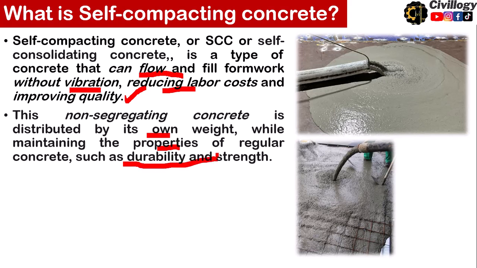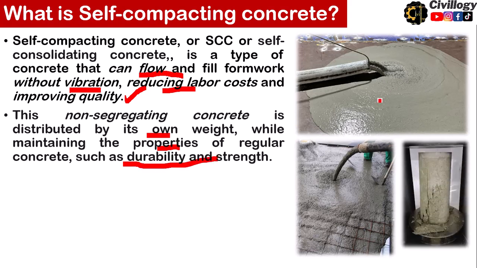strength. As you can see here in this picture, this is a type of concrete which spreads on its own weight. Okay, and this is also non-segregating. Segregation is caused due to the heavy particles or larger particles, as we will discuss in the mix design of self-compacting concrete, what type of aggregate size is used in this concrete which results in reduction of segregation. So this is a type of concrete which does not need vibrations, which in turn reduces the labor cost and good quality is gained.